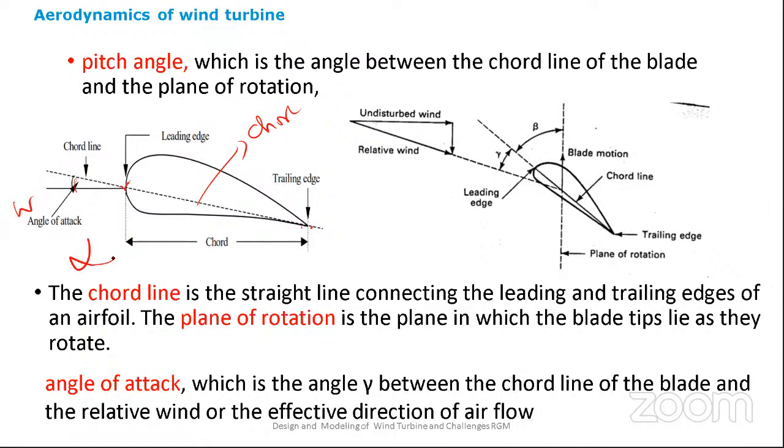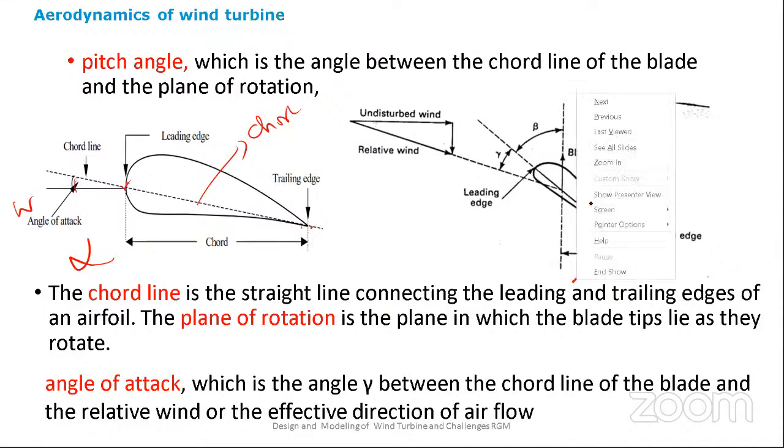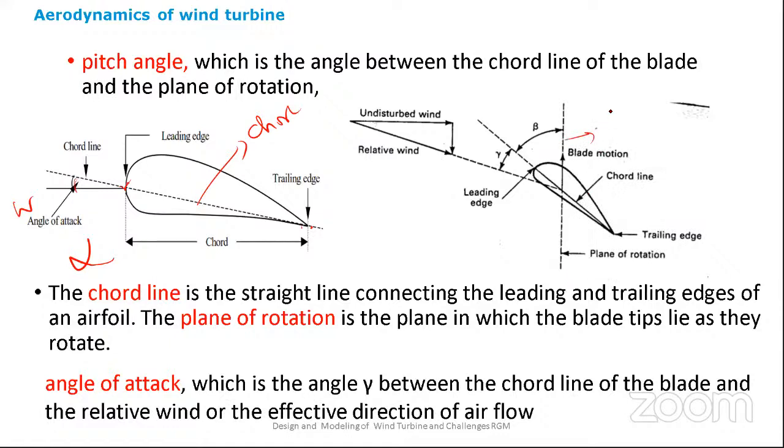That is alpha. Right. So the blade motion is in the plane of rotation. This is the plane of rotation and the chord line. The angle between them is called the blade angle, beta. Now you can see this is called the relative wind. This is the undisturbed wind, and since the plane of rotation is there, it will make the relative speed of the blade and the wind. So that's called the relative wind speed.